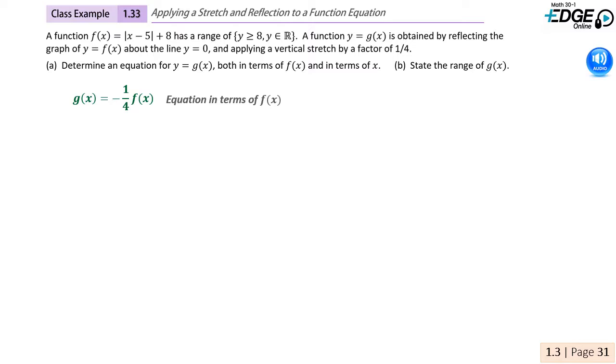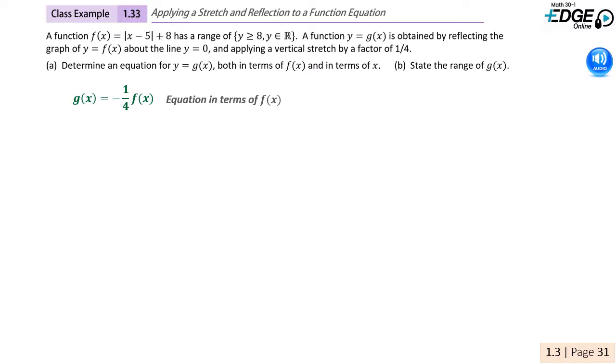So here we had a reflection in the x-axis. That is a negative a value. And we had a vertical stretch by a factor of 1/4. That is an a value of 1/4. So our g of x equation would be negative 1/4 times f of x.